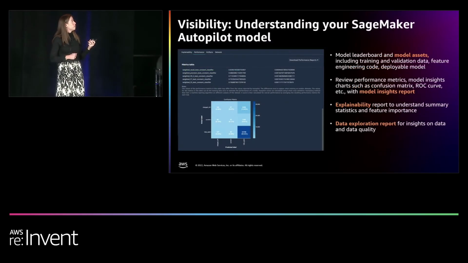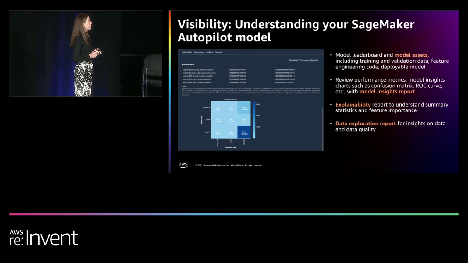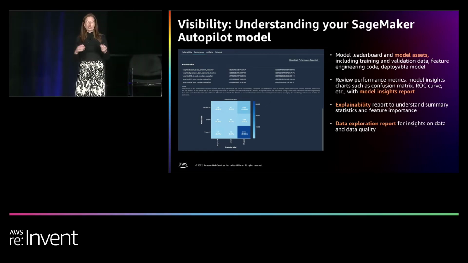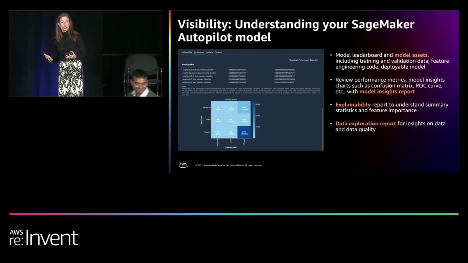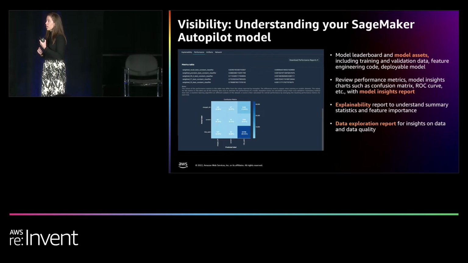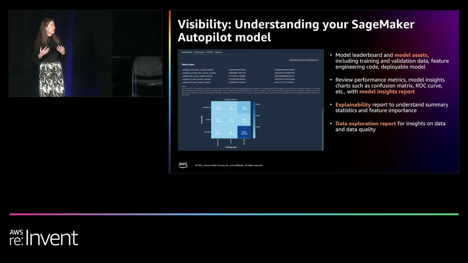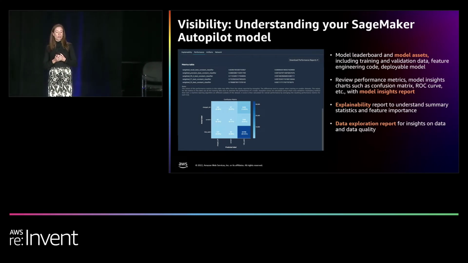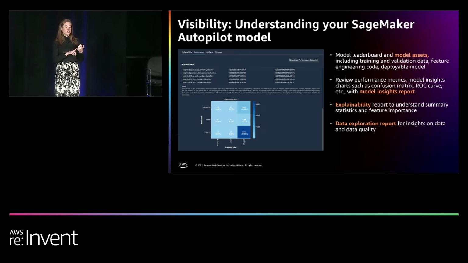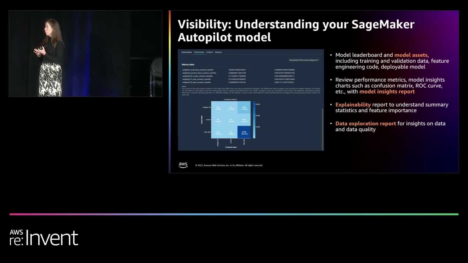So now, about the visibility that you have into the models built by SageMaker Autopilot. SageMaker Autopilot provides you this model leaderboard where it ranks the models by objective metrics, and in the case of Ensemble, it also ranks it by a combination of objective metric and inference latency, because AutoGluon models tend to be very large. And as part of that model leaderboard, you have several different model assets. This includes your data and your training and validation data sets. It includes your feature engineering code, and it includes your deployable model.